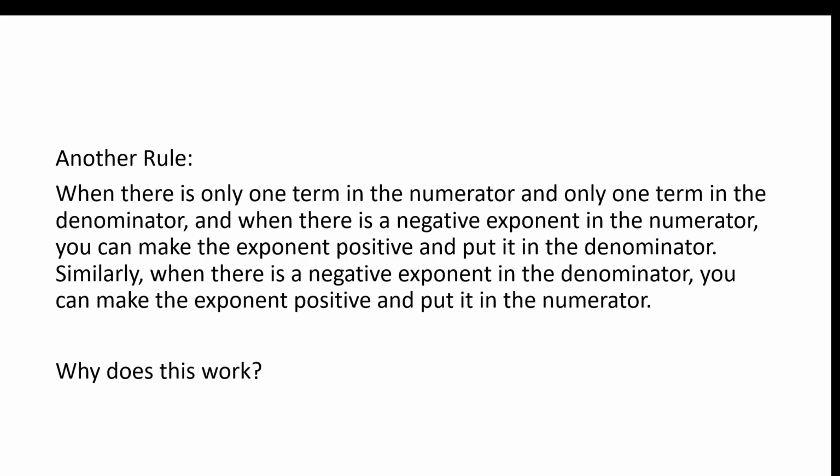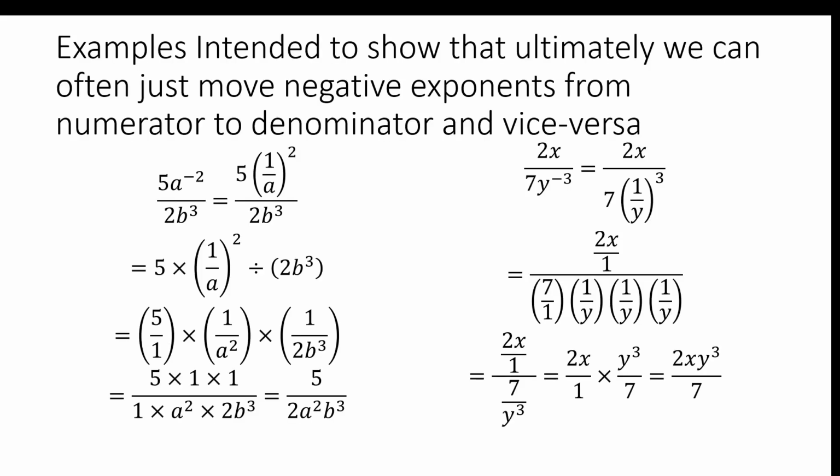And finally, another rule that we can show you before we get into showing you how to do a few examples quickly. If there's only one term in the numerator and only one term in the denominator, and if you have a negative exponent in the numerator, you can make the exponent positive and put it in the denominator. Or if those same conditions apply and there's a negative exponent in the denominator, make the exponent positive and put it in the numerator. Okay, so why does that work?